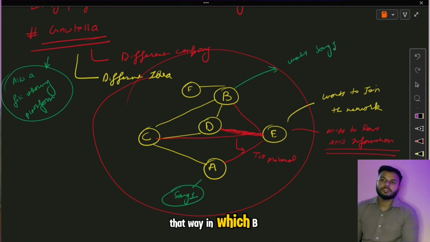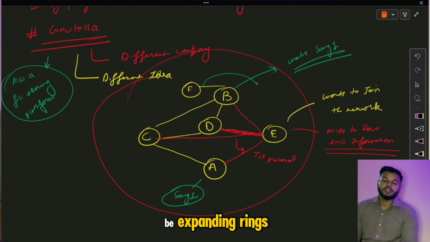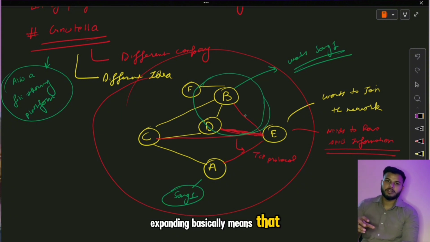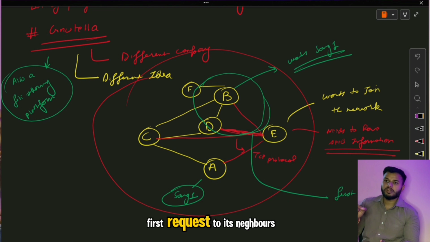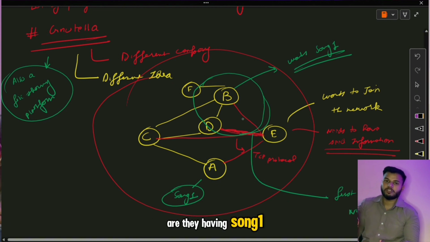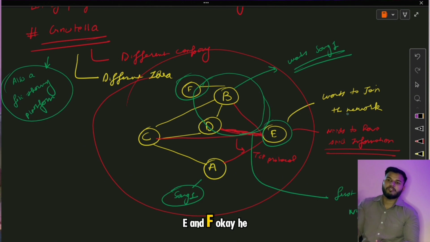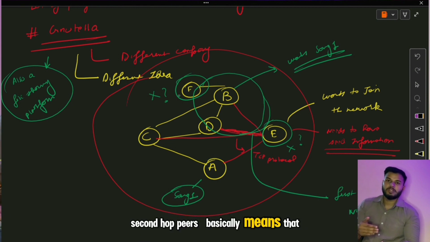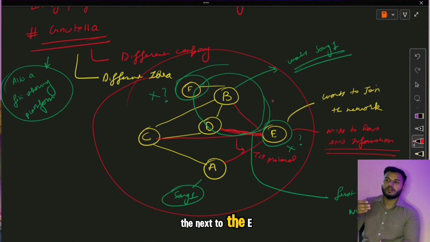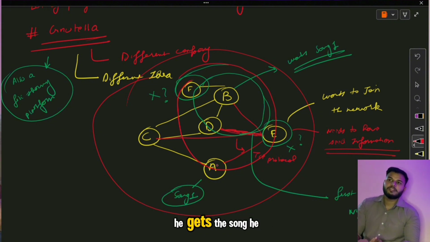The way B will search for the song is in an expanding ring. B will first ask its neighbors whether they have song 1. Let's say B's neighbors are E and F. B checks with E and F whether they have song 1. If E and F do not have song 1, then B can move on to its second hop peers, which means the peers next to E. Similarly, B can go to the next peers until it gets the song it wanted.